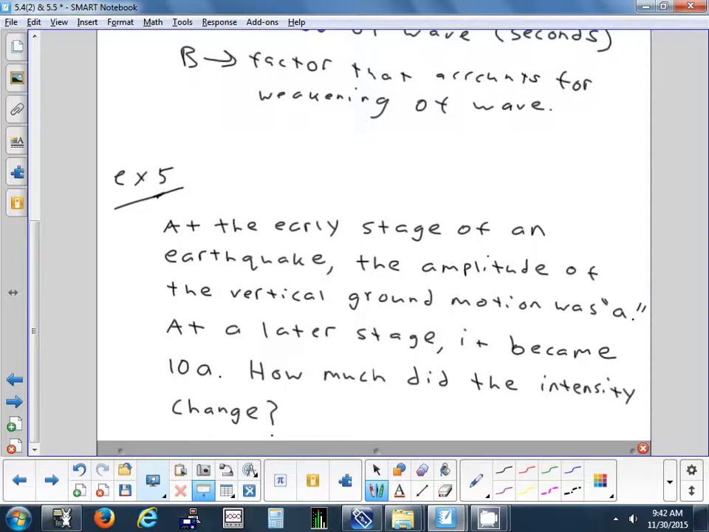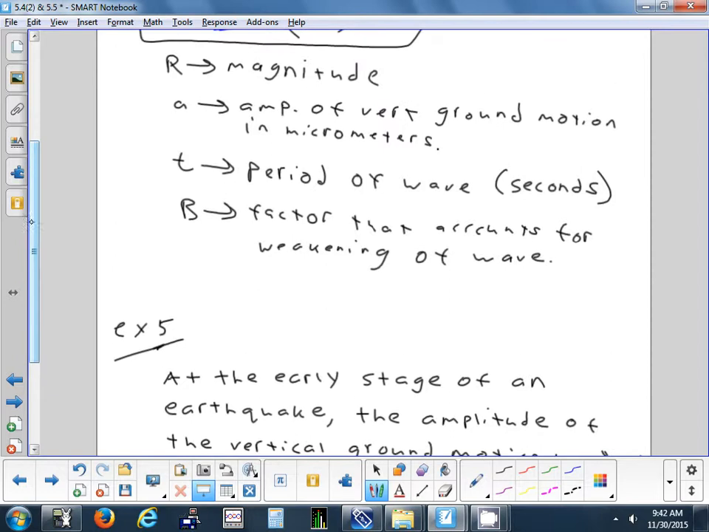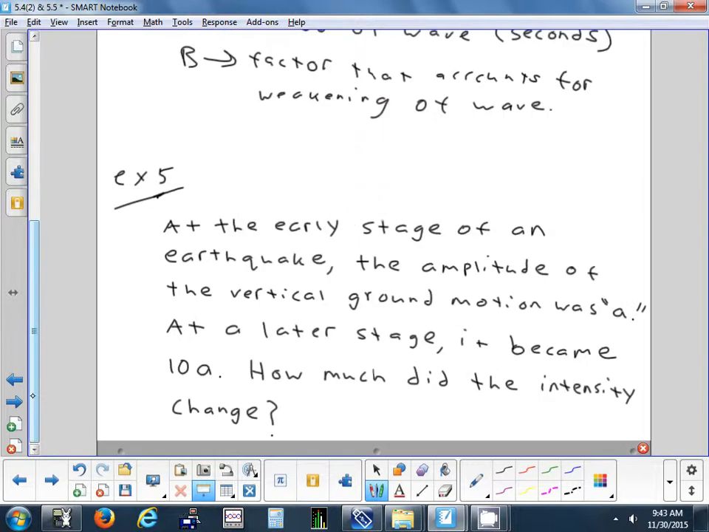We're going to assume everything else stays constant throughout the whole problem. We're going to assume that the weakening of the wave stays the same. We're going to assume the period of the wave stays the same. In reality, this could all be changing. It would be more complex. But we're just going to assume it stays the same.